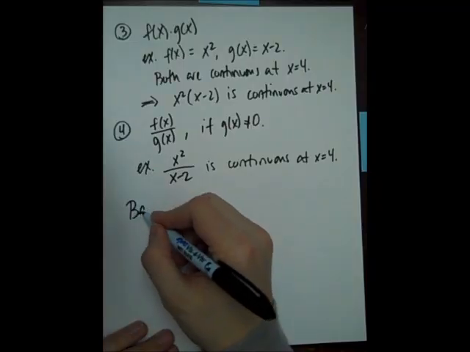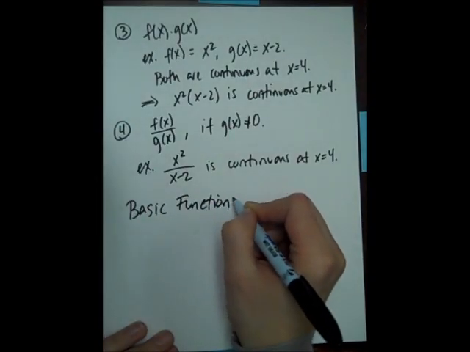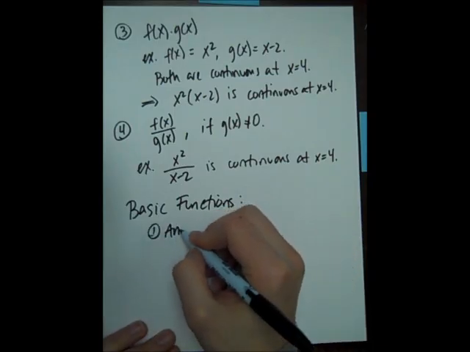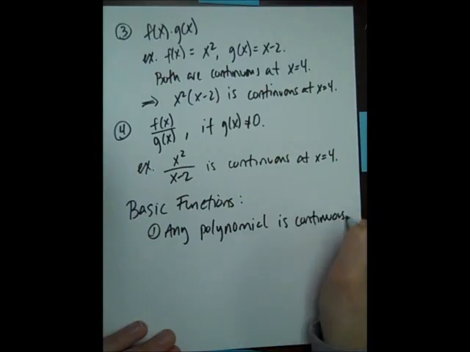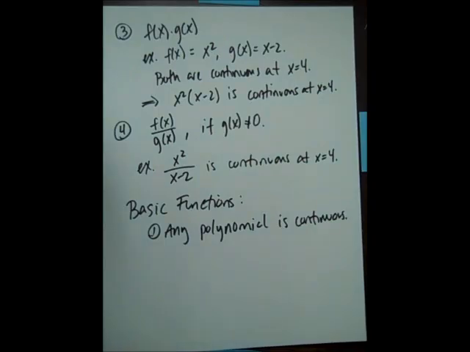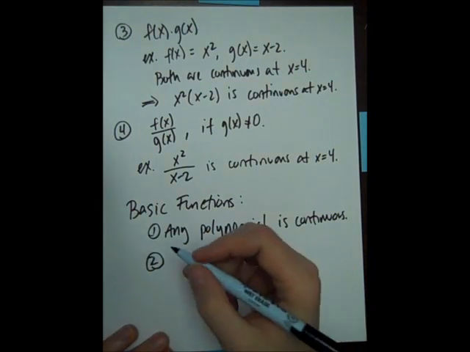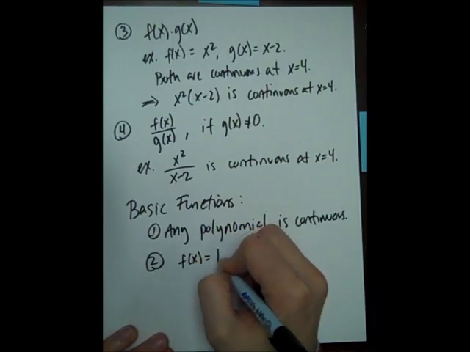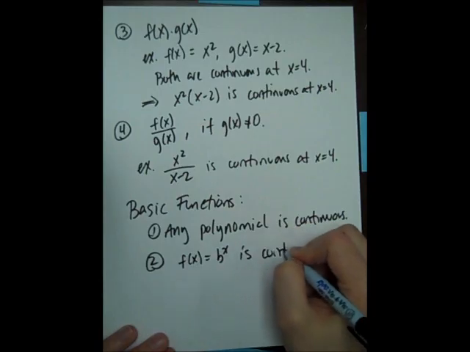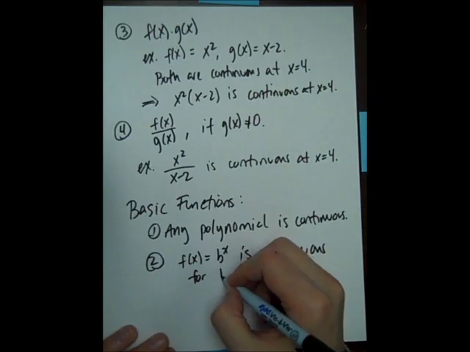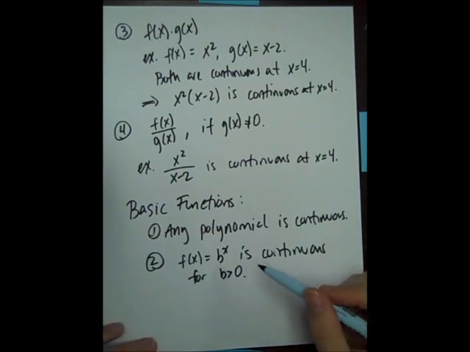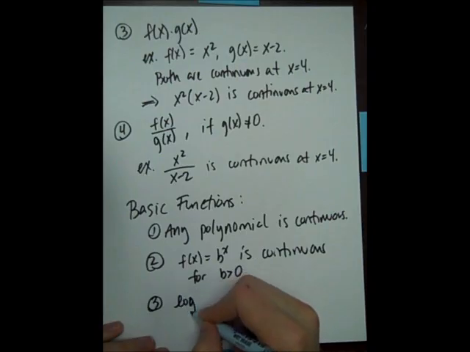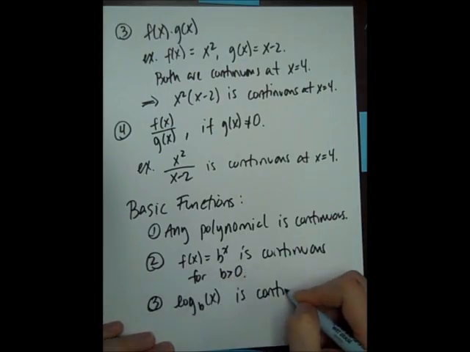Now some basic functions that we should know. Any polynomial is continuous, always. So any polynomial that I have, it's continuous everywhere. It doesn't matter what x value you choose, it's always going to be continuous. What else? Any exponential, b to the x is continuous for b greater than 0. Now I can't plug in a negative base and have it being continuous, but any exponential is continuous for any x. Also, any logarithm is also continuous for b greater than 0.